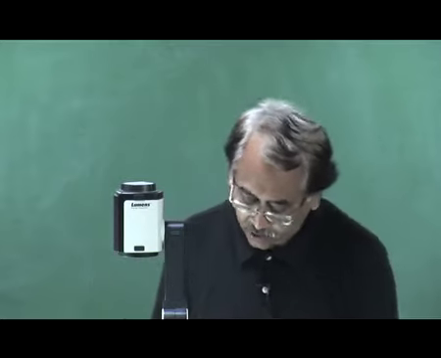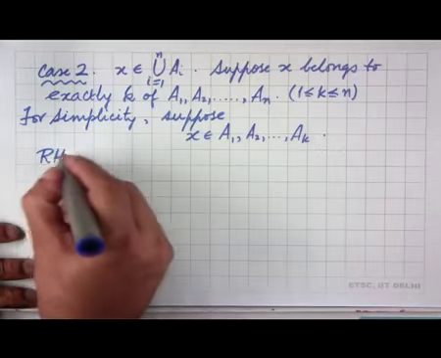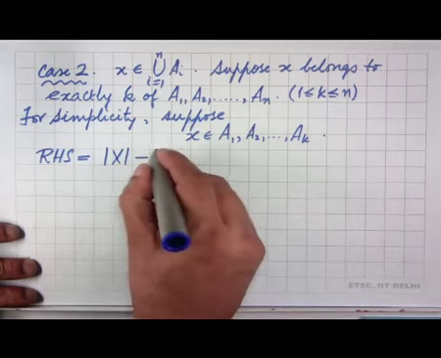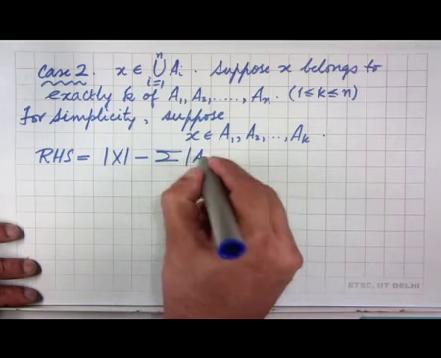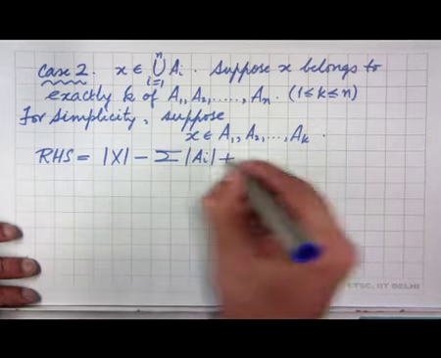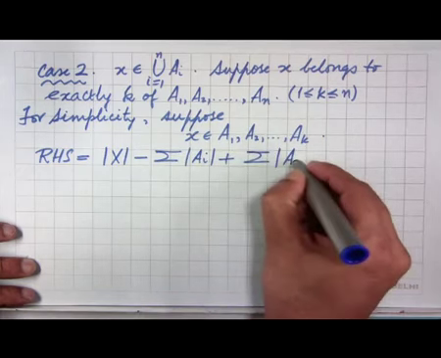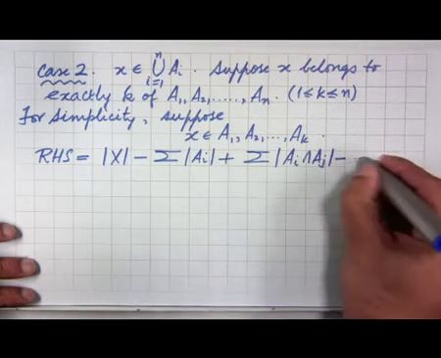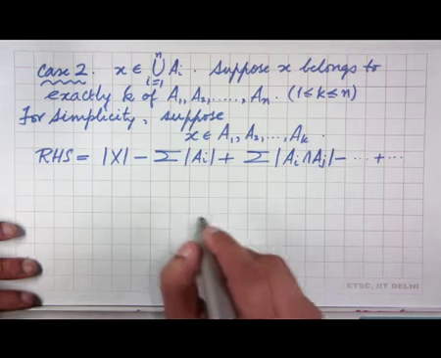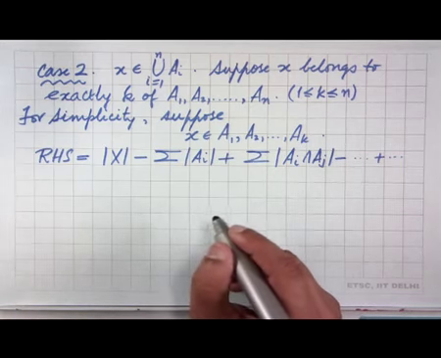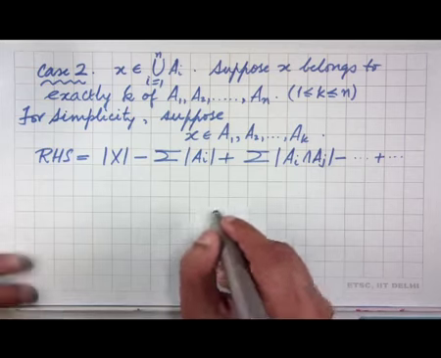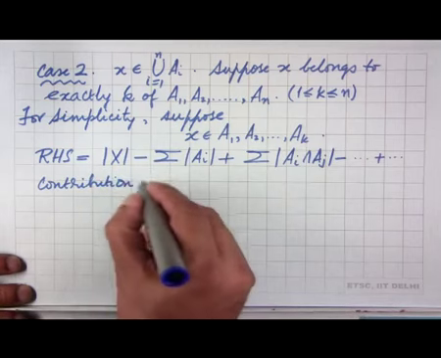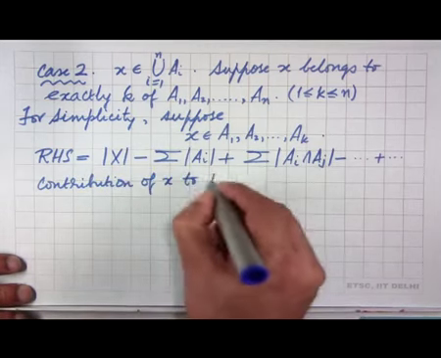So now let me rewrite what I wrote for the right-hand side. The right-hand side was x minus, and then I had a bunch that looked like this, taken one at a time. Then I had a plus with ai intersection aj, taken two at a time. And then minus taken three at a time. And then plus taken four at a time, and so on and so forth. I'm just going to let it be there. Now, what is the contribution of x to the right-hand side?